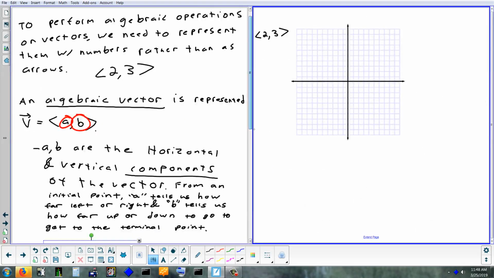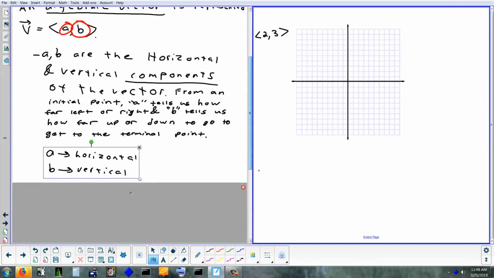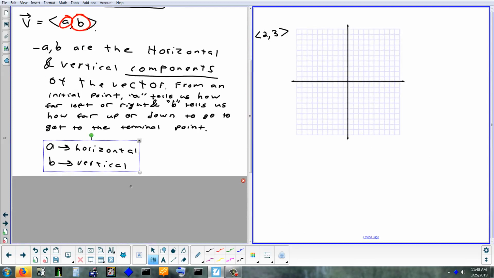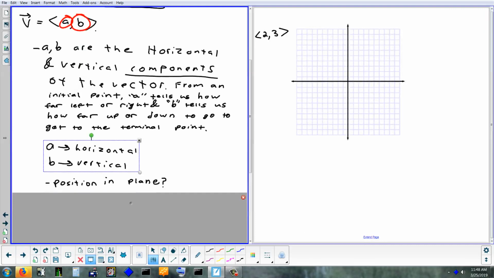Okay, so here's another example of a vector, the vector 2, 3. It tells me how far to go horizontal, tells me how far to go vertical, but what doesn't that tell me? Where to start. It doesn't tell me where I should put it.